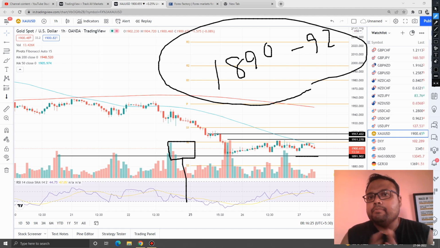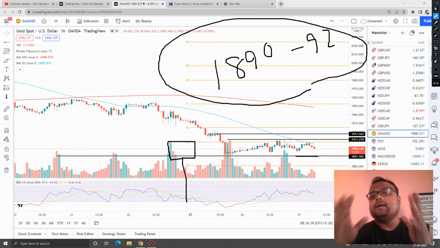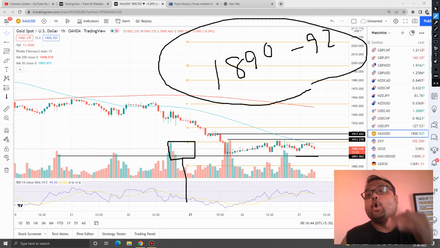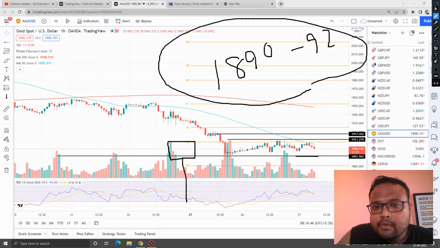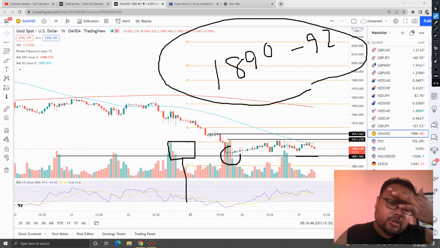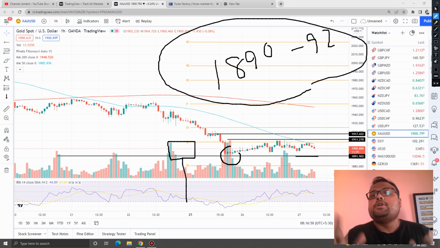But just make sure that there is no news in the market. Let's say there is sudden bearishness or selling pressure in the market. If you see the market forming huge red candles all of a sudden, in that case the support of 1890, 92 may not be able to hold the market, because when the market bounced from here, we could not see the strength of the buyers.